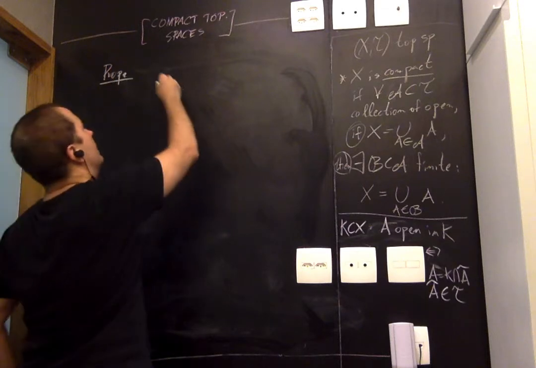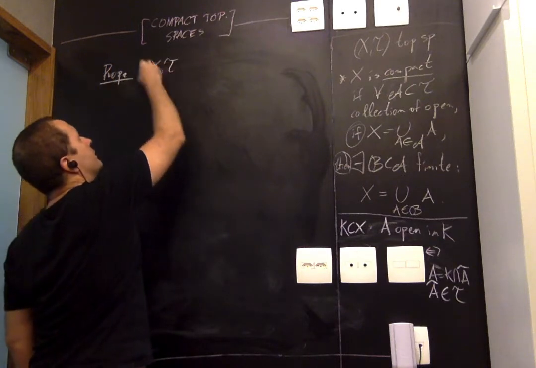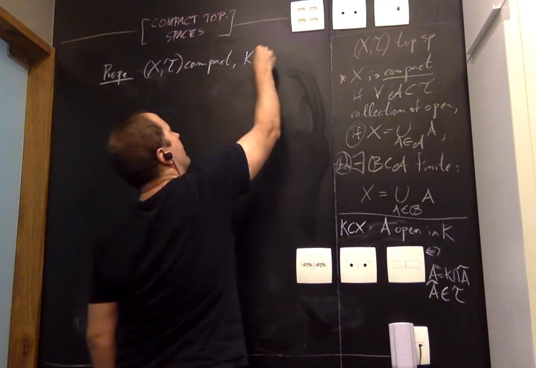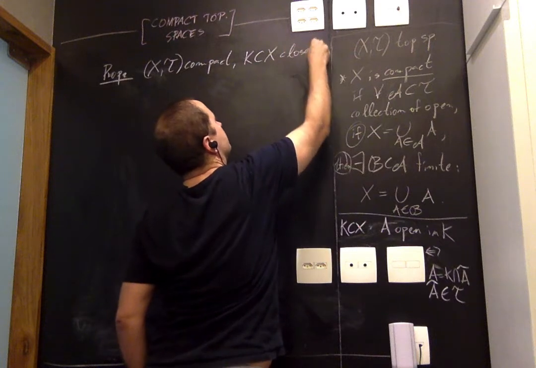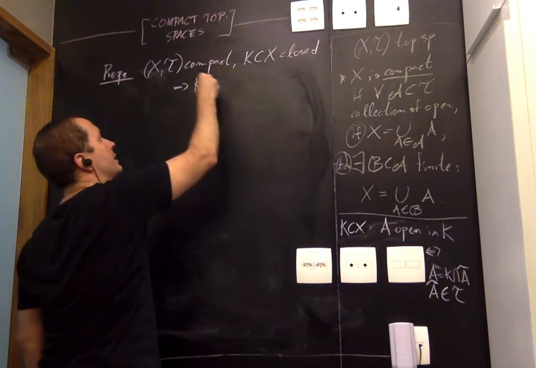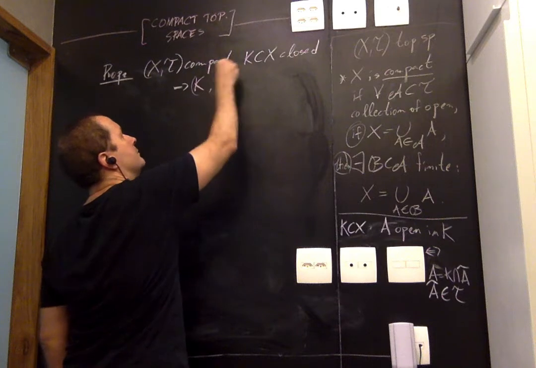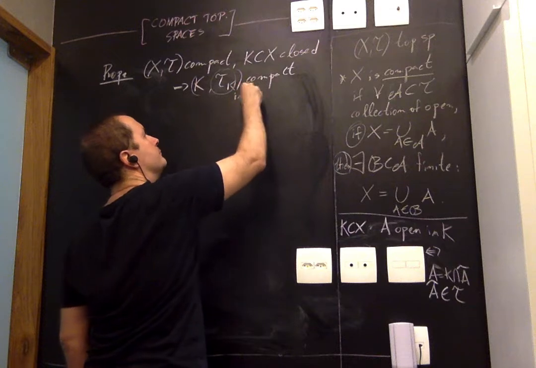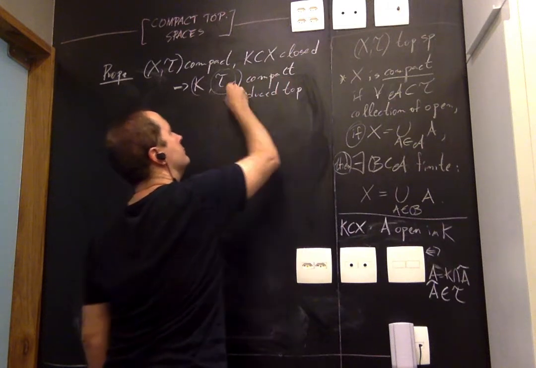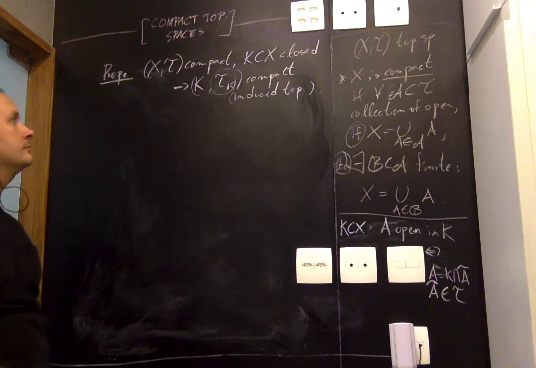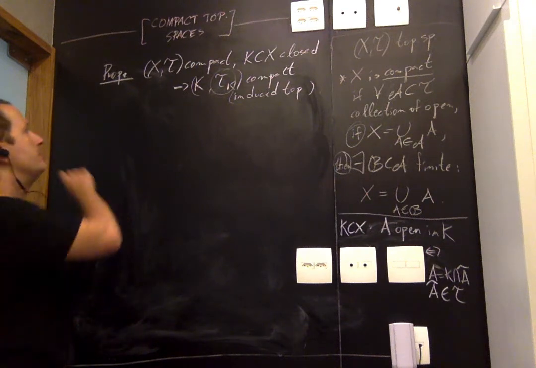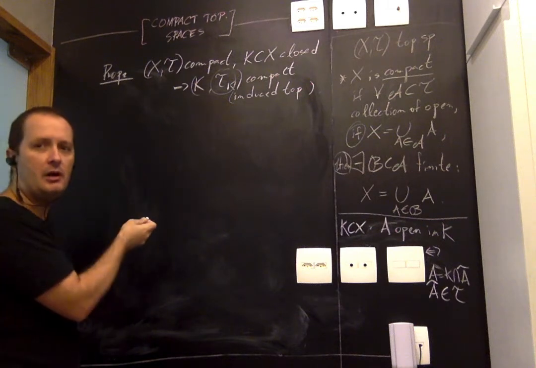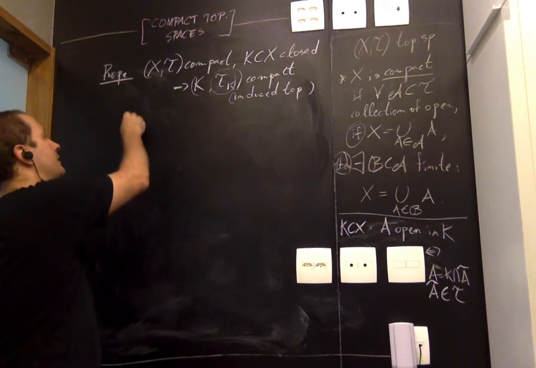Proposition 2. If X, tau is compact, and you have a closed subset K of X, then K is also compact, where this is the induced topology. Okay, how do we prove this? It's really kind of simple, okay? So I'm just going to draw a picture of the proof, and hopefully you buy it.